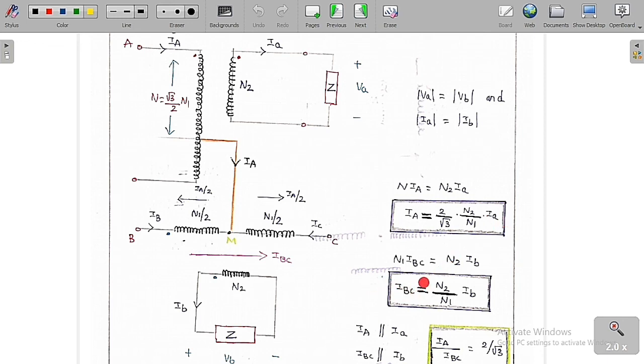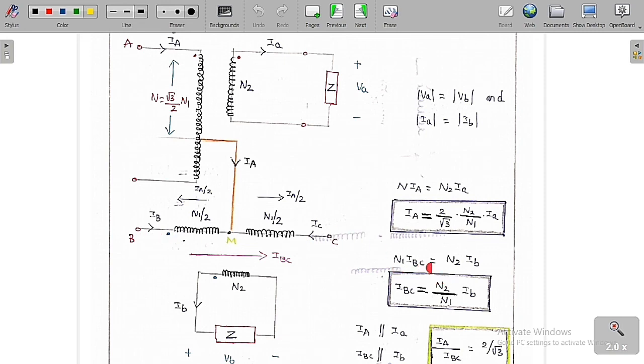Similarly, I want to equate the MMF for the primary transformer also. Then what we are going to get: the primary winding of this primary transformer has the total number of turns N1, and the overall current is from B to C, which is IBC.